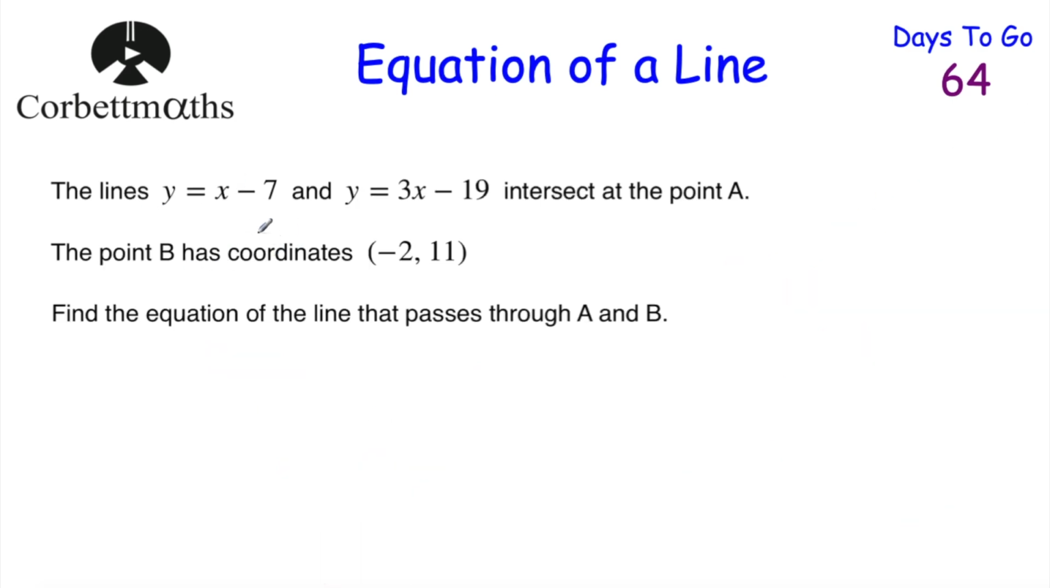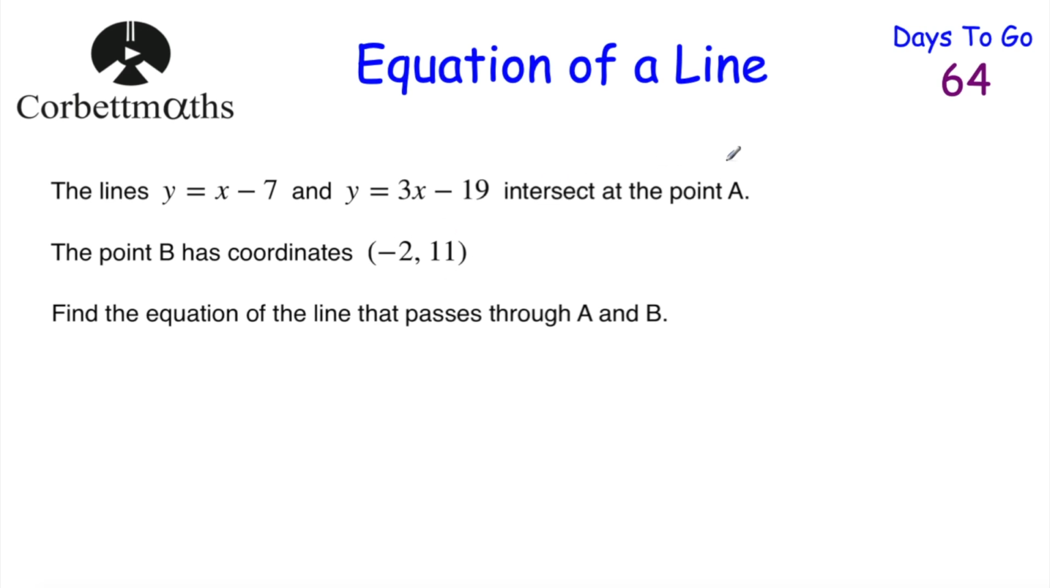So for our last question, we've got the lines y equals x minus 7 and y equals 3x minus 19, and they intersect at the point A. And the point B has coordinates (negative 2, 11). And we've been asked to find the equation of the line that passes through A and B. So feel free to press pause now to give this question a try yourself.